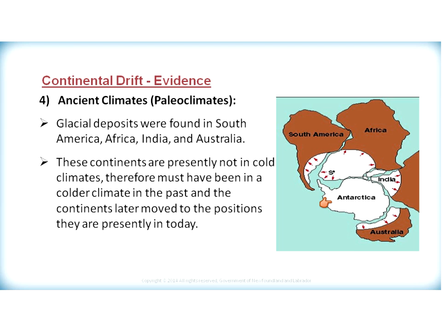So ancient climates provided evidence to support the idea that at one time all the continents were together as a supercontinent, and the southern portion of this supercontinent was very close and existed over the South Pole.